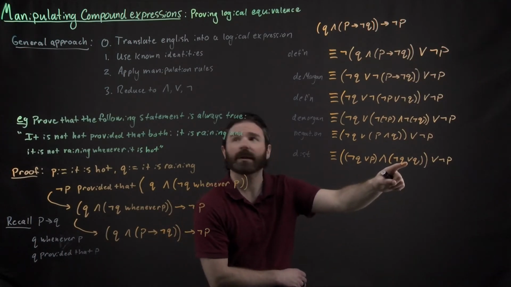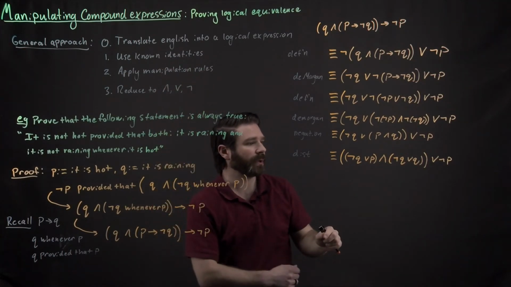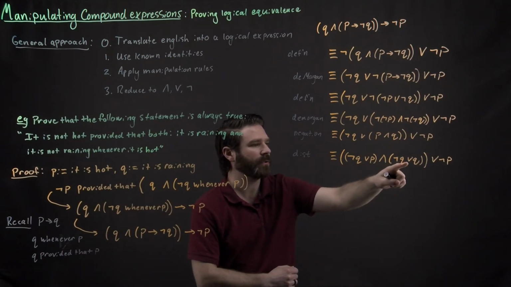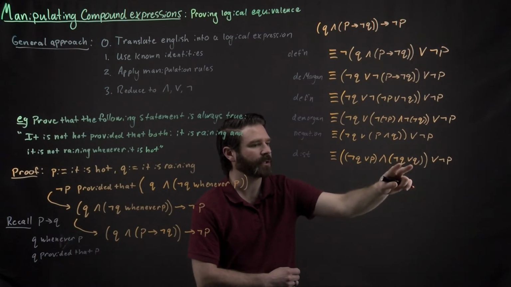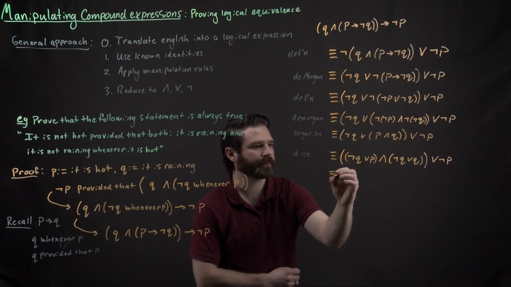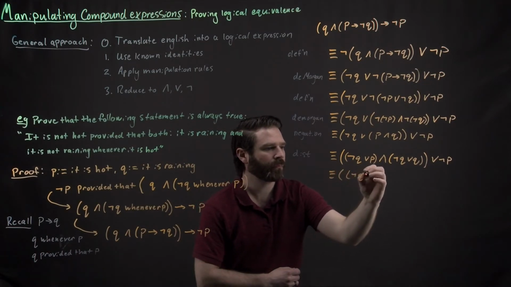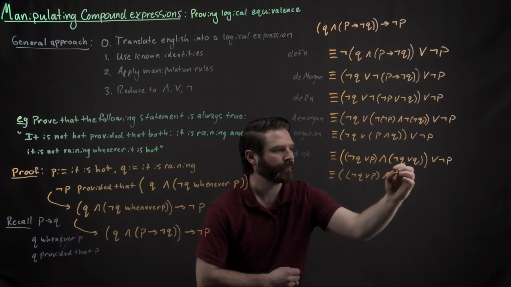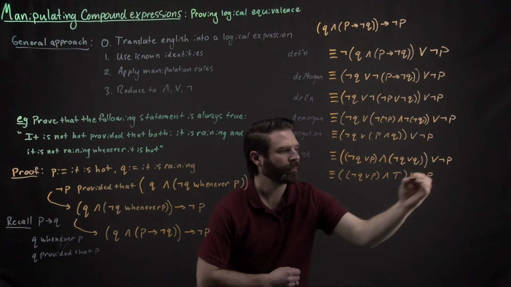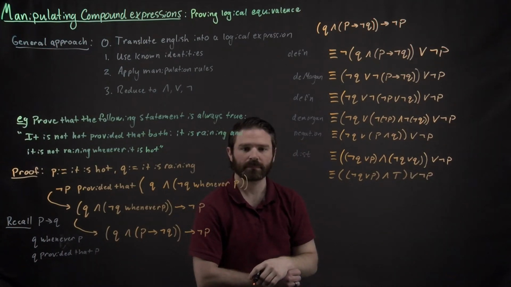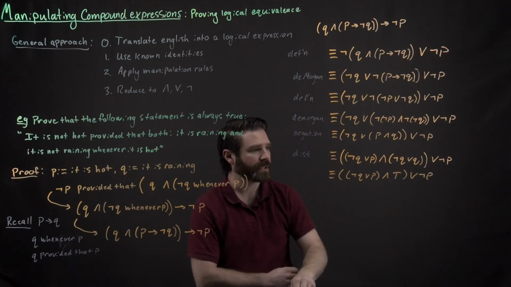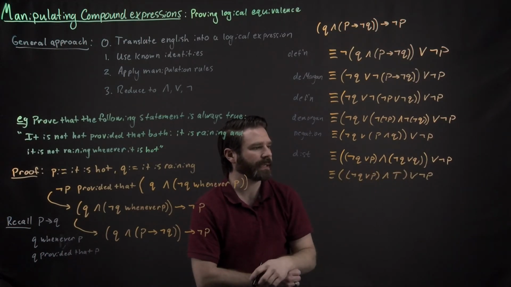And I notice, hey, look at this. I can use one of my known identities. I have a not Q or Q. So I know that this thing right here is always true. So since this thing is always true, I could rewrite it as that. And so this is another one of my known identities right here that I have applied.